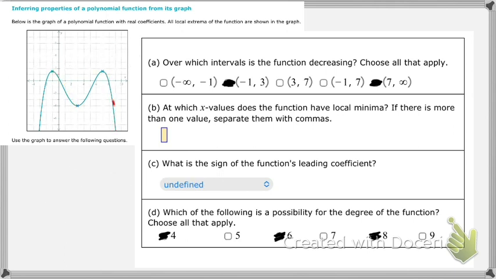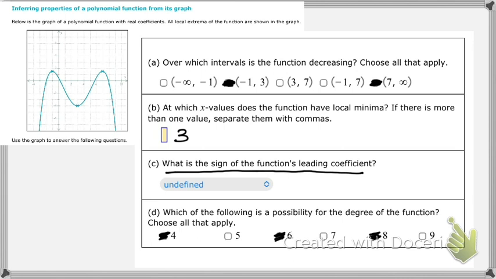Let's go to the next question. At which x values does the function have a local minimum? I think this is a problem that anybody in pre-calculus up to this point would know the answer to. There's a local minimum there, at which value of x is going to be 3. That's it. There can be more than one local minimum, but in this case, there's only one. So that was 3.